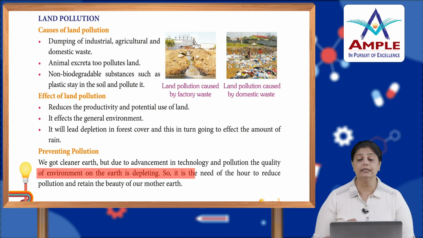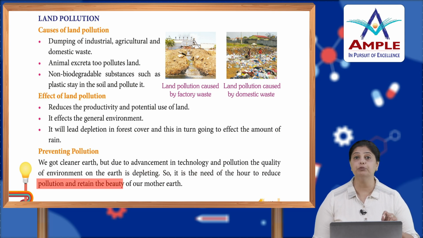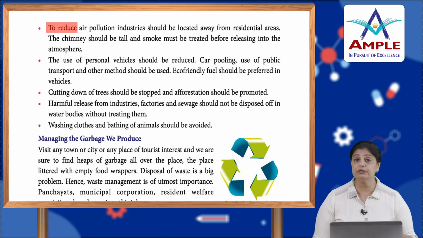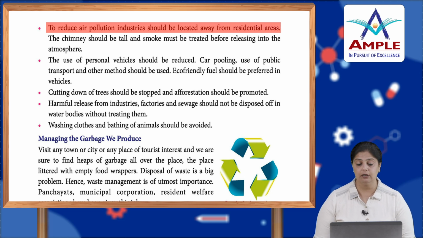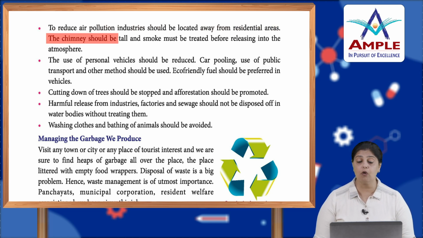Okay. So, it is the need of the hour to reduce pollution and to retain the beauty of our mother earth. So, it has now become our responsibility to reduce the pollution and to retain the beauty. Now, how can you reduce pollution? To reduce air pollution, industries need to be located away from residential areas. Okay. The chimney should be tall and smoke must be treated before releasing into the atmosphere.